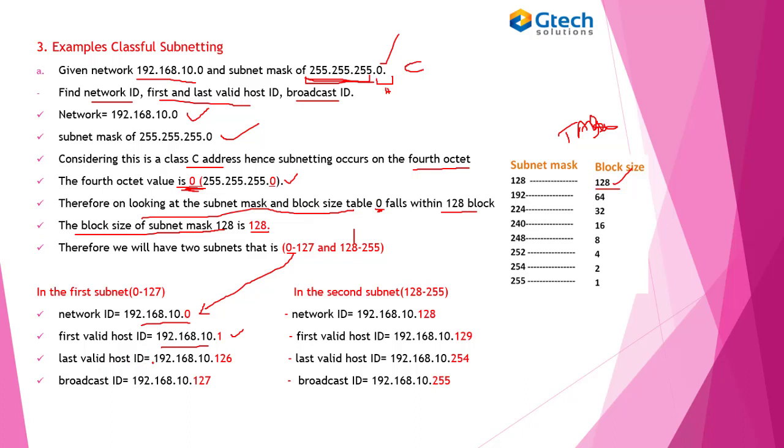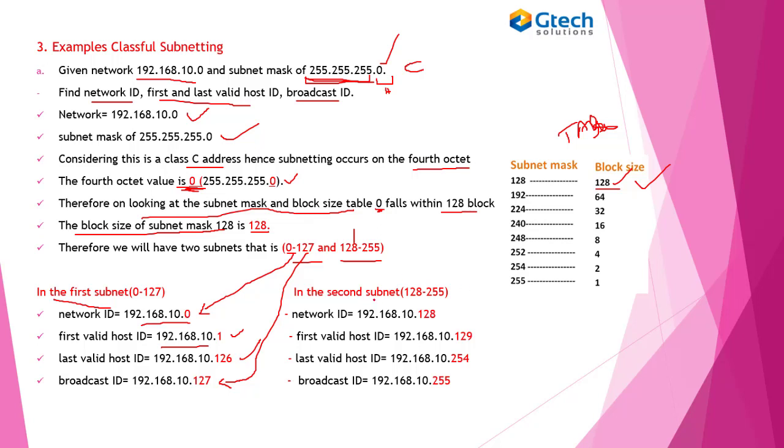The last valid host ID will be the second last value, which from this point is 126. Then this one is the broadcast ID. Kindly understand, the broadcast ID will take the last value, as you can see, 127.